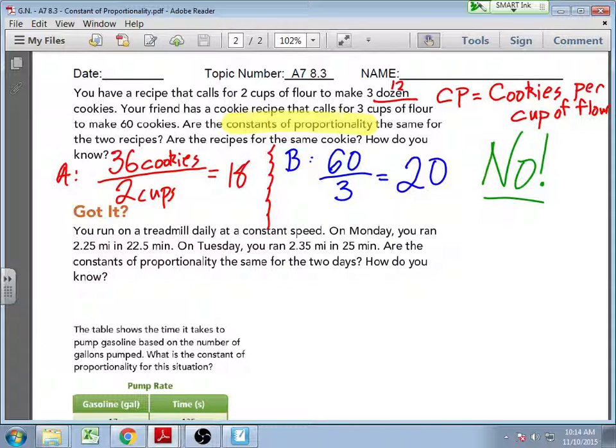But either way, no, they're not the same, because their constants of proportionality are not the same. There's something different. Even if it's just the size of cookies, something is different.